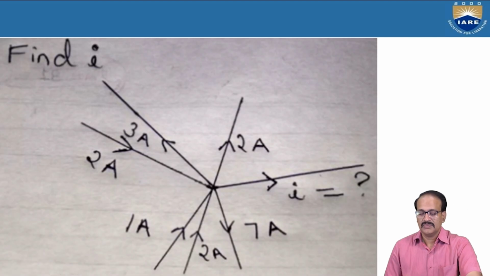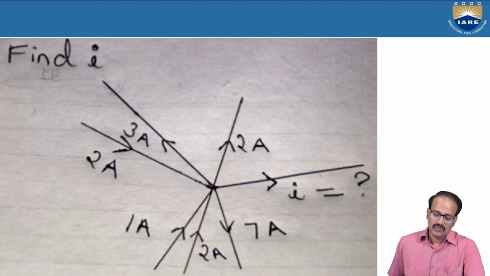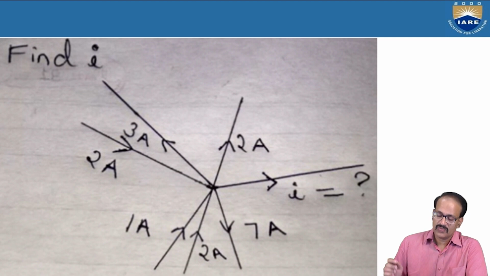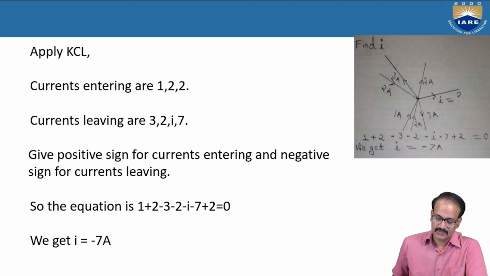Next, this is another example. We'll move forward. He's asking about this diagram. There is an unknown resistance and an unknown current that we have to find. He has given a junction, or a node. We have to find this unknown current value with the help of the known current values. Some are entering and some are leaving, but we know what KCL says.